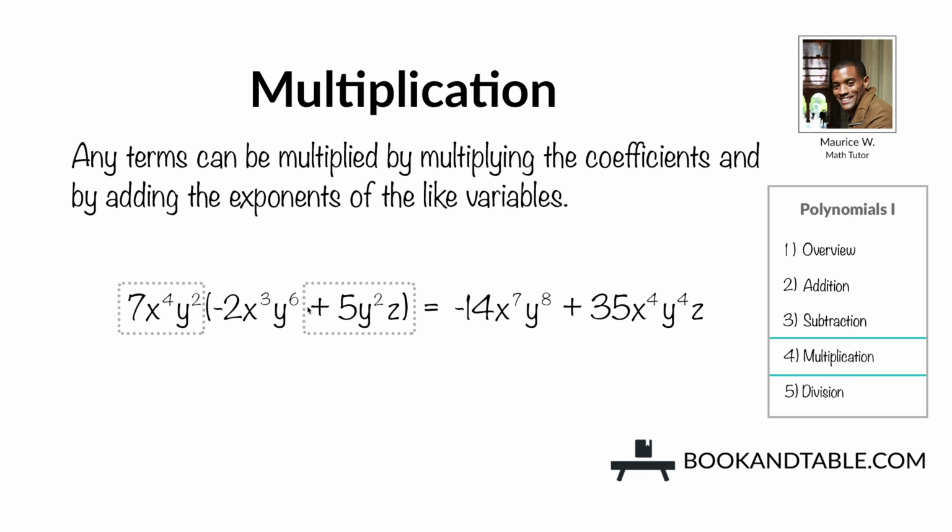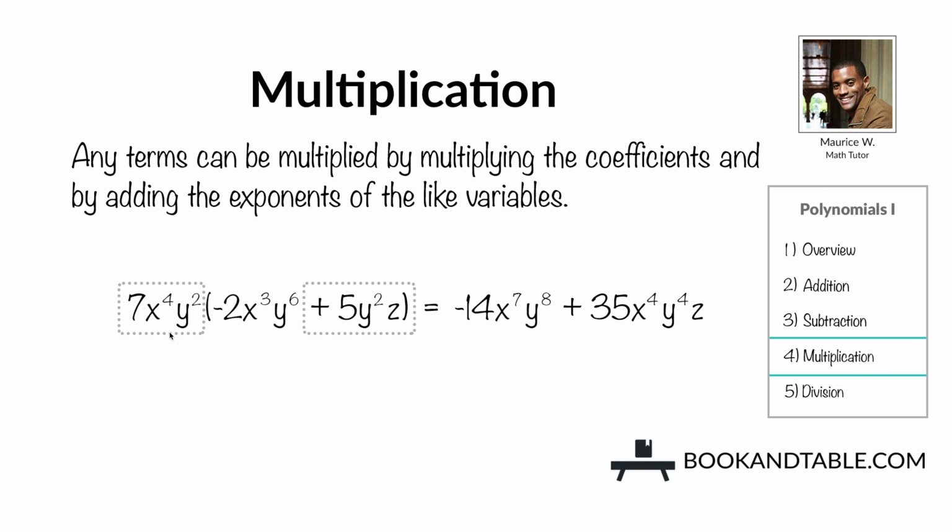X to the 4th. There are no x's in this term, so we still have x to the 4th. Y to the 2nd times y to the 2nd equals y to the 2 plus 2, which is 4. And in this term we have z. This one we don't, so we keep our z. So the product would be negative 14 x to the 7th, y to the 8th, plus 35 x to the 4th, y to the 4th z.